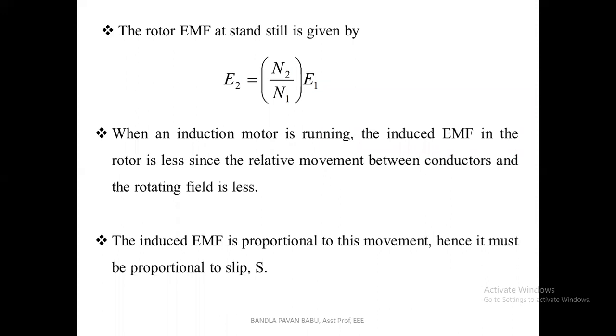Earlier we have seen that E1 and E2 have the same voltage magnitude, but coming to the practical part, it will be somewhat less because the concept of resistance exists there. On the secondary part, there are rotor bars having some resistance, and different parameters and constraints come under this. So the induced EMF will be somewhat less than E1 due to some losses. Next, the induced EMF is proportional to this relative movement, hence it must be proportional to slip. Earlier we have seen from the characteristics that the induced EMF in the rotor is directly proportional to the slip.